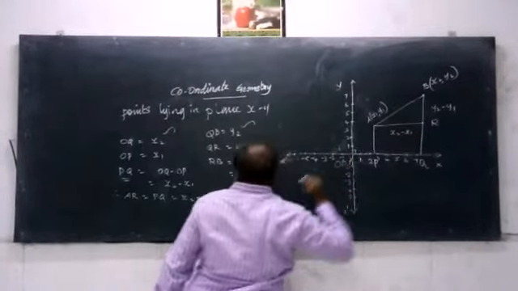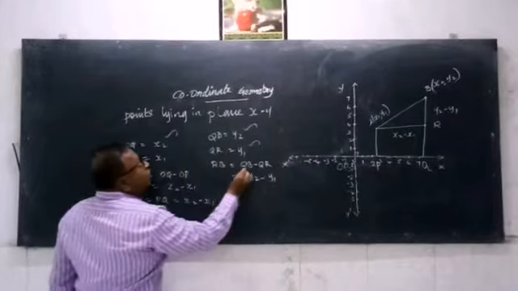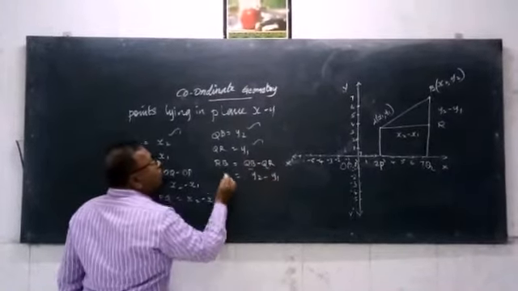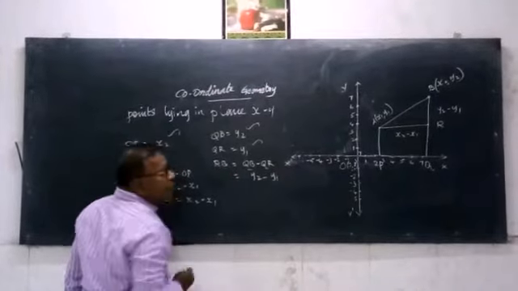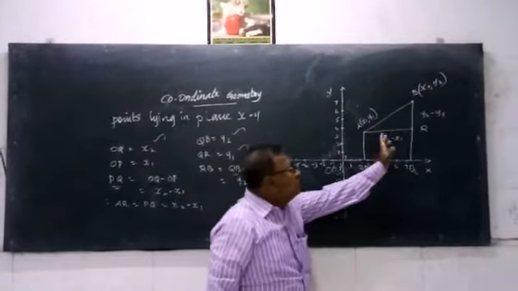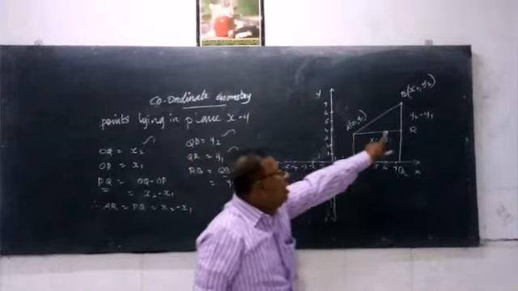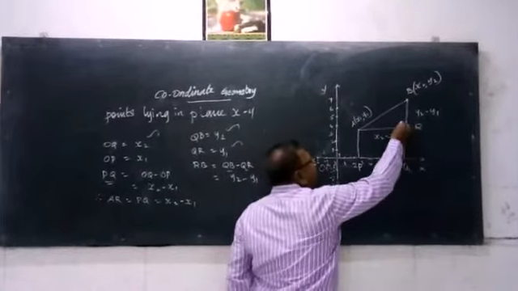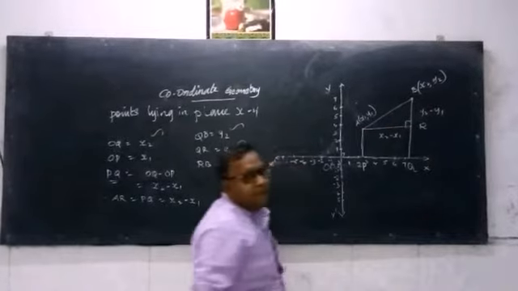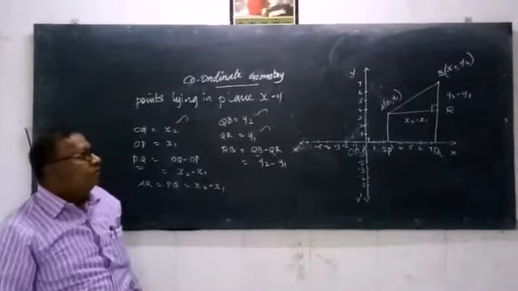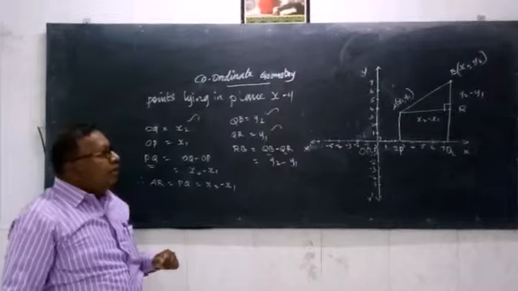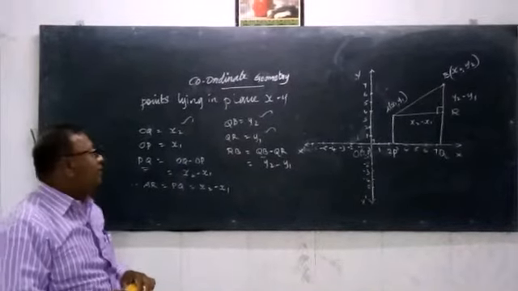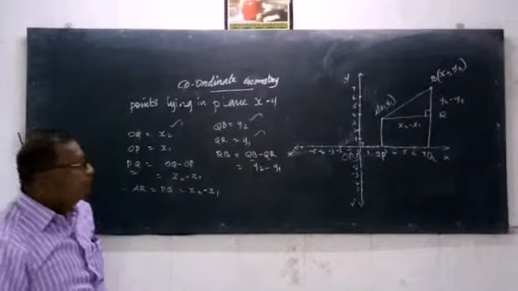RB, this distance, if I want, how to get it? QB minus QR. QB is y2 and QR is y1. So RB is equal to y2 minus y1. So if you observe carefully again here, ARB is a right angled triangle in which AB is the hypotenuse. Now we shall try to get the distance between the 2 points A and B using the Pythagoras theorem. So AB is the hypotenuse.